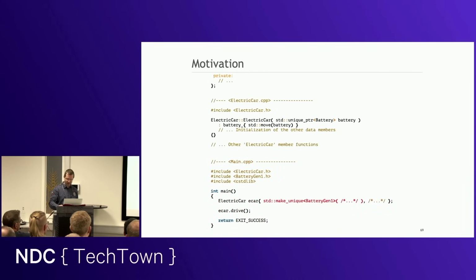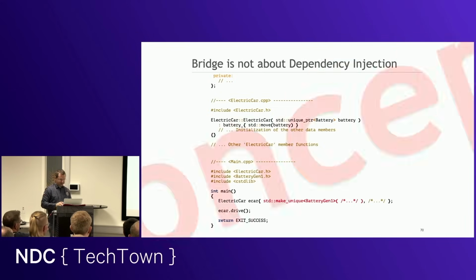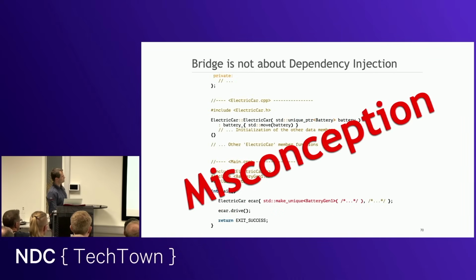Unfortunately, it pretty much sounds like a bridge, but it is not. And it is about this particular parameter. So we are injecting the battery Gen 1 into the electric car class. And yes, you know the term for that, dependency injection. Not to be confused with dependency inversion. That's something different, but we inject the battery. And so this is usually given as a bridge example. But say it clearly, bridge is never about dependency injection. Never was, never will be. That's not what bridges are about.